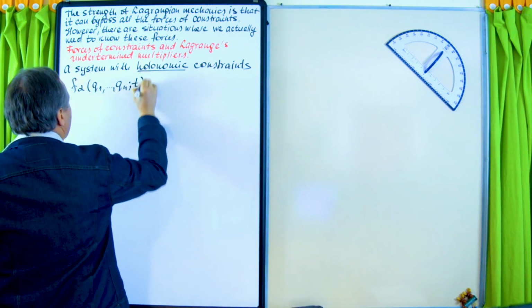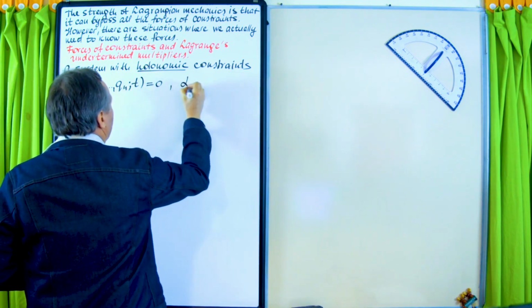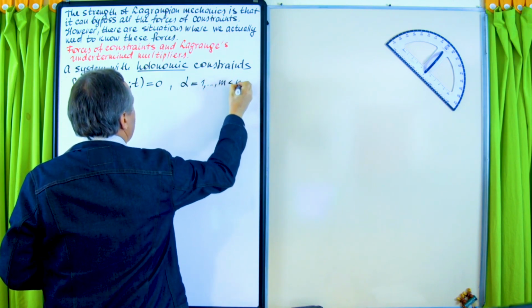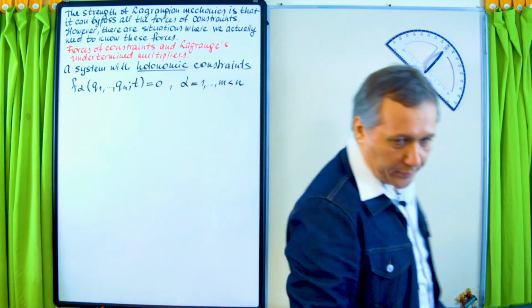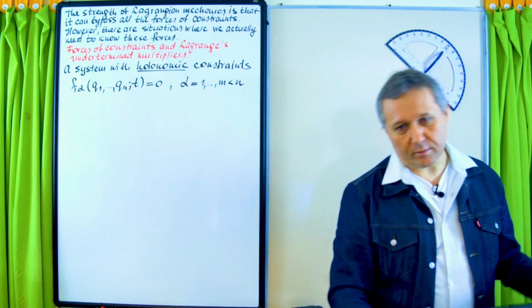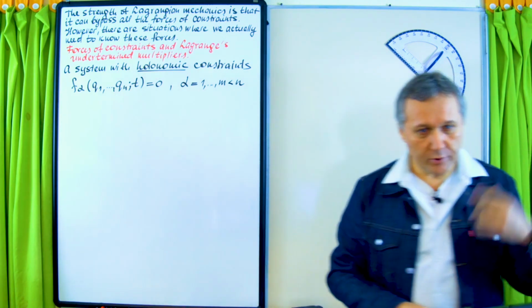And possible time dependence equals 0. And this alpha spans from 1 all the way to m, and m is less than n. N number of coordinates, m number of constraints. Right? Maybe there is a chord and some surface. So we have two constraints, so we can write down two equations of constraints.